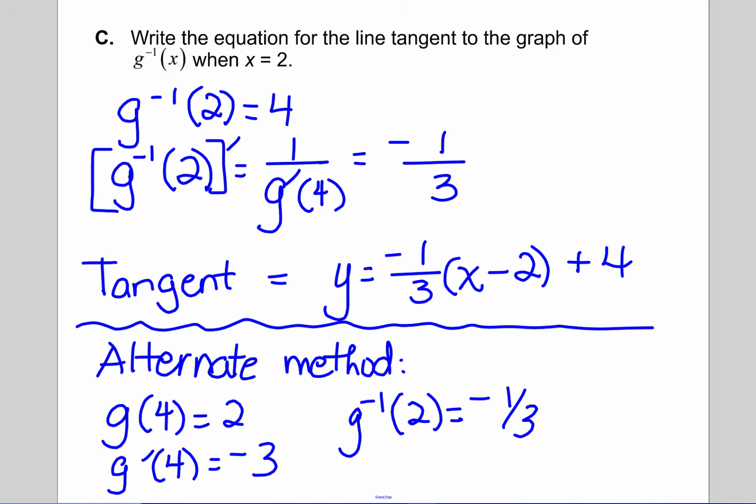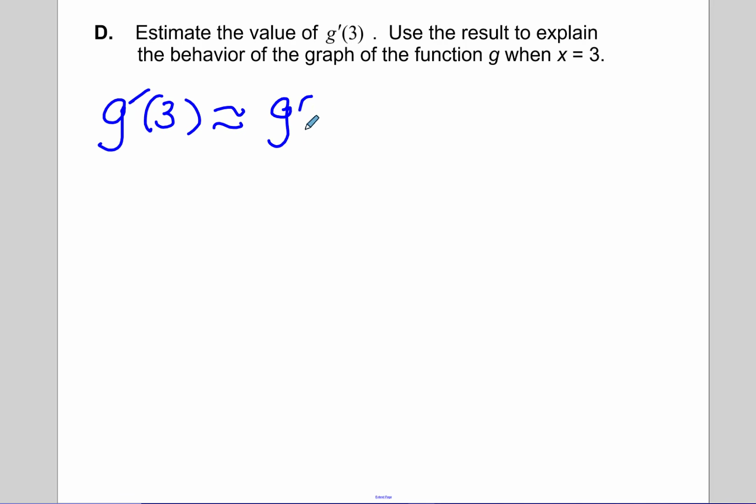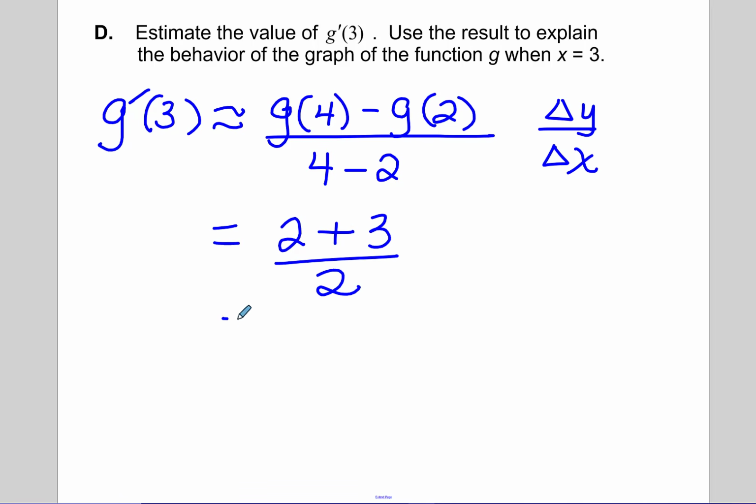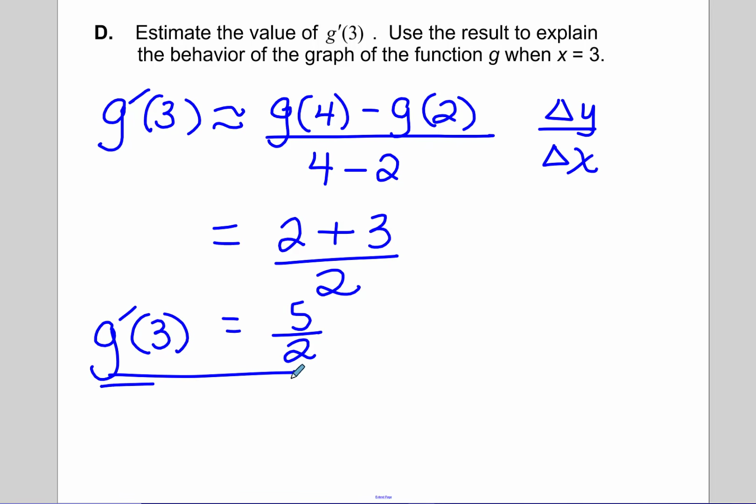So let's go to that. We could say the G of 4 minus the G of 2 divided by 4 minus 2. So we're doing the change in y over the change in x, taking the average between 4 and 2. And this was 2 minus negative 3 divided by 2. So our slope at 3, the rate of change, the derivative, the instantaneous rate of change, is 5 over 2.